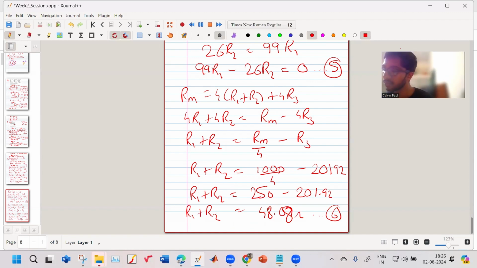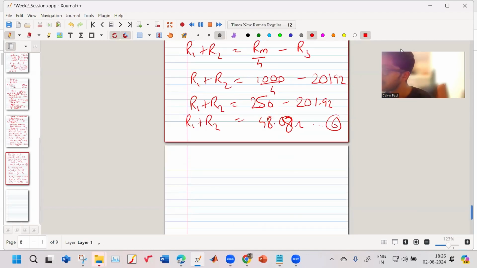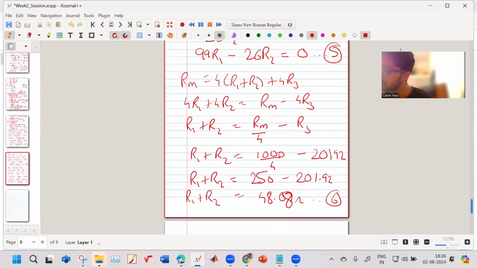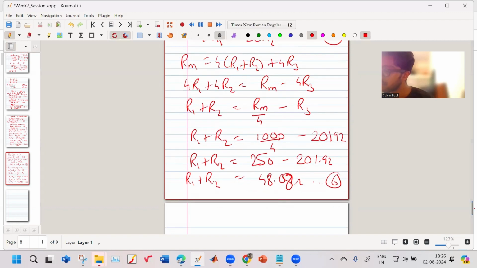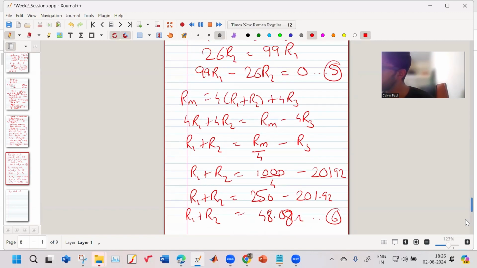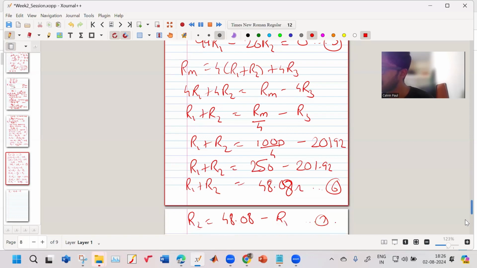So now what we do is we substitute R1 or R2 in equation 5. So we can write R2 is equal to 48.08 minus R1. This is equation 7. Equation 7 we put in equation 5, instead of R2 we put it.